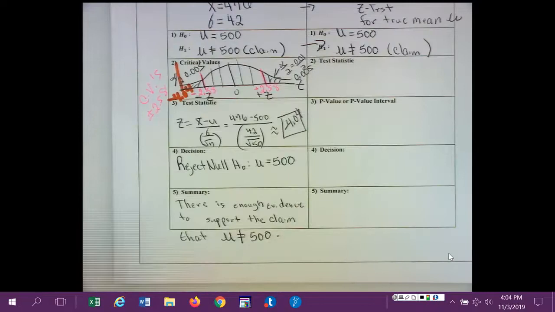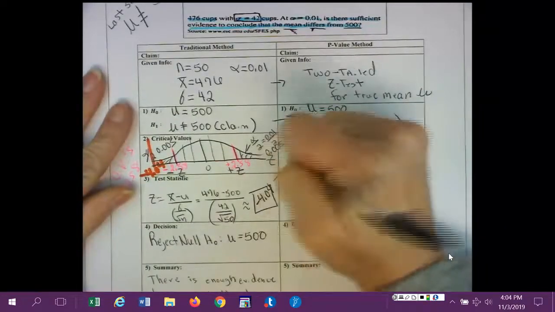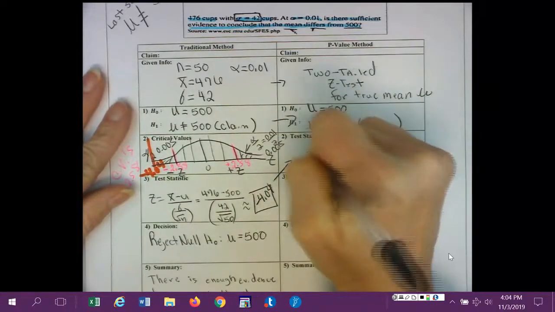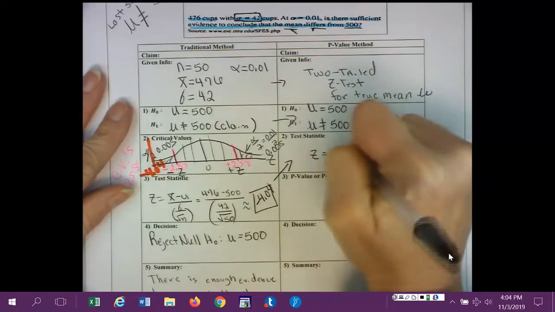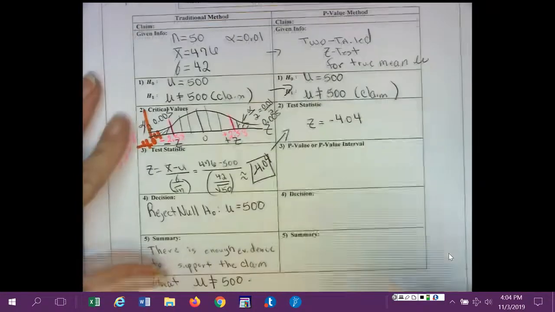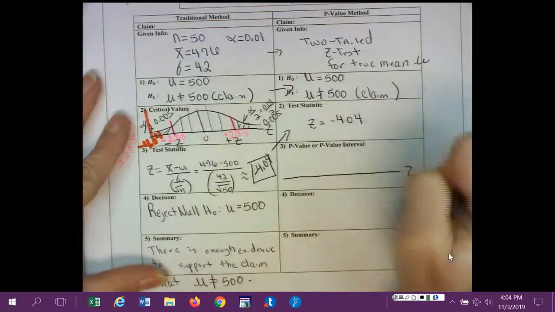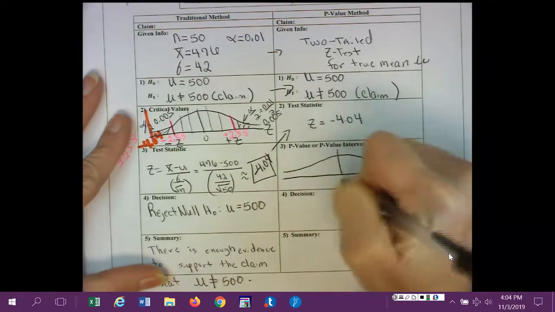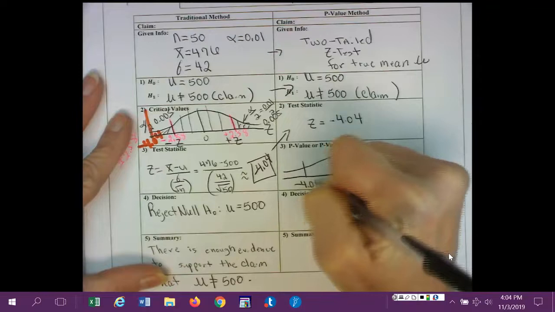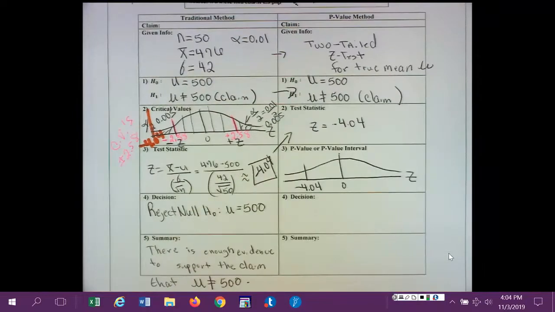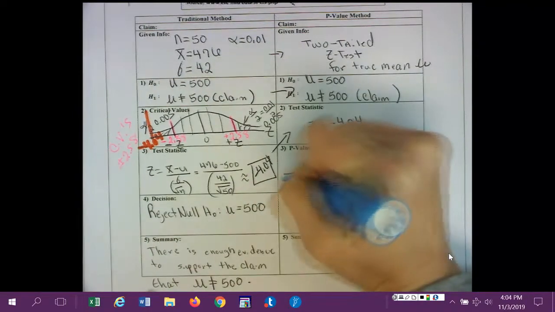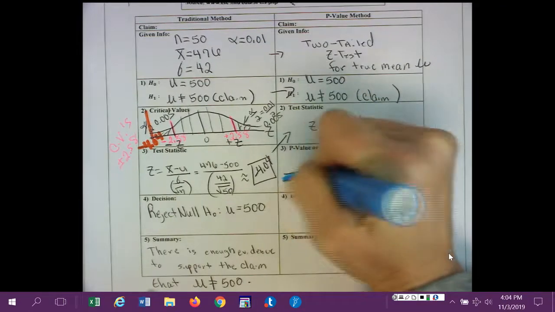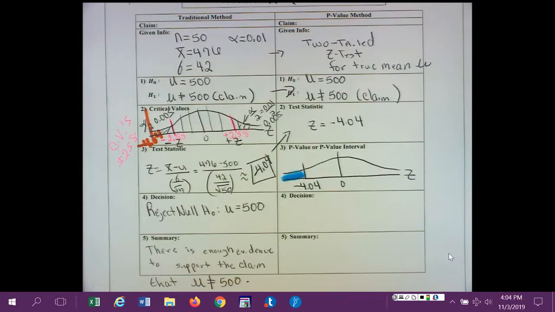Okay, now the p-value method. We've already calculated the test statistic, so I'm just going to draw an arrow and say it's negative 4.04. And then I am going to determine my p-value by putting the negative 4.04 here, and I'm going to shade the area below it. Okay, here's the big surprise. You're going to find that area, and that area is not the p-value because it's a two-tailed z-test. You double that area only because it's a two-tailed z-test.